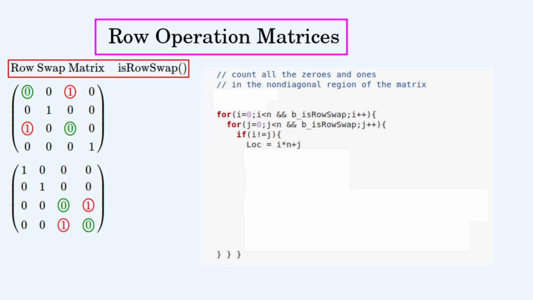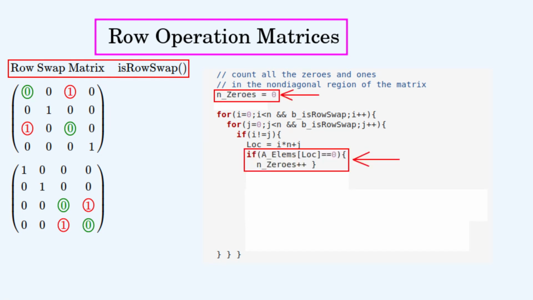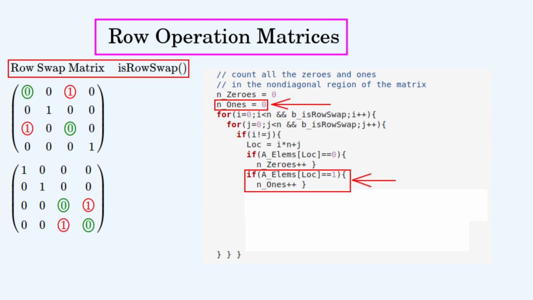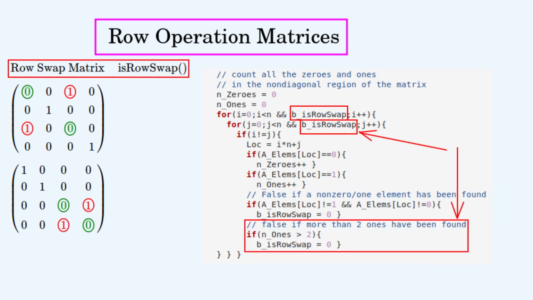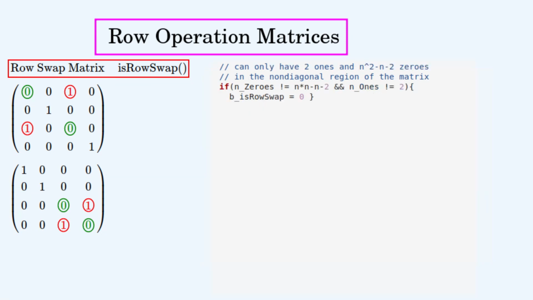We'll count the number of ones and zeros in the non-diagonal region of this matrix, and this loop will do this. These commands circled in red will count up the number of zeros in this region, and these commands will similarly count up all of the ones. We can then return false and jump out of the loop if an element that isn't 1 or 0 is found, like a 2 or 3 for example. And we can jump out of the loop early if more than 2 ones have been found in this region. There should be only these many zeros and ones in this region, and if there aren't, then we'll return false and not enter any more loops.